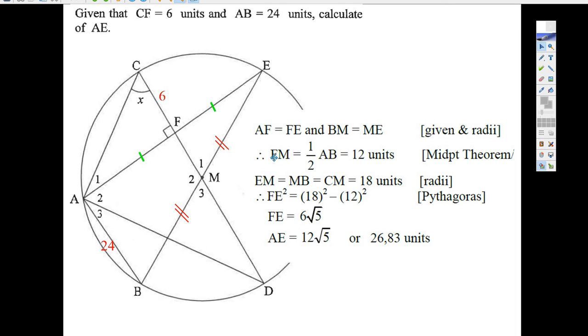But this time, FM is 12 units, but we work with different radii here. And FE squared equals 18 squared minus 12 squared. Looking at a different, I think, right angle triangle here. Let's see. FE squared equals 18 squared. Oh, looking right here, they're using just this part here, 12 and the 18, you see. 18 squared minus 12 squared, they get FE, and then they double it.